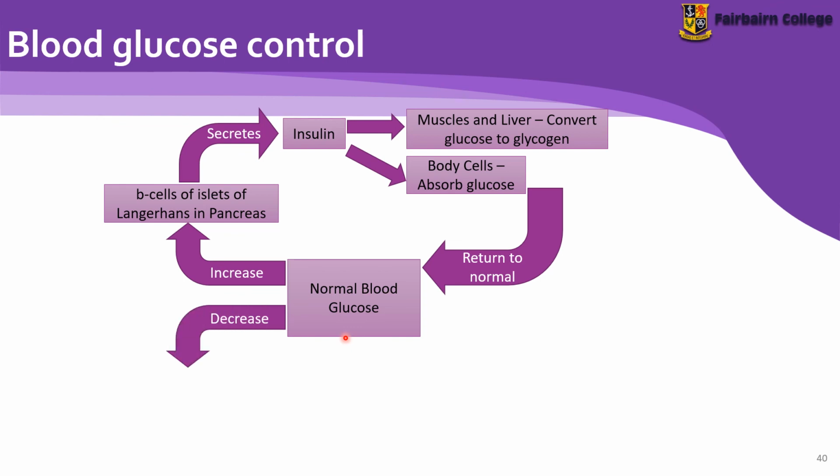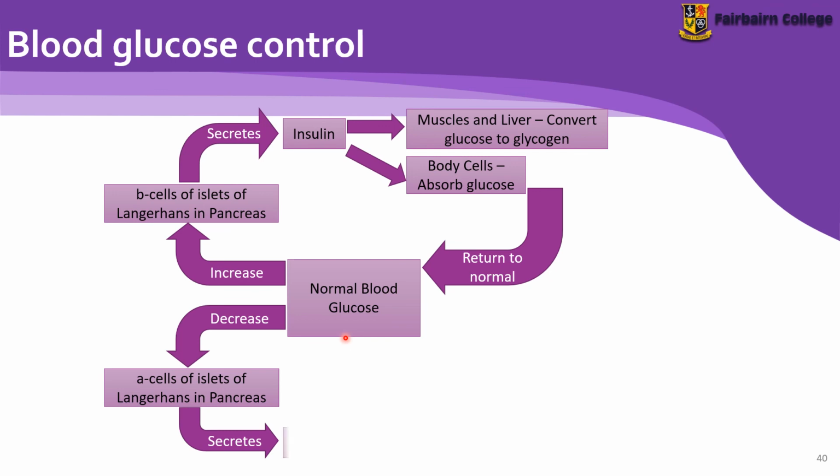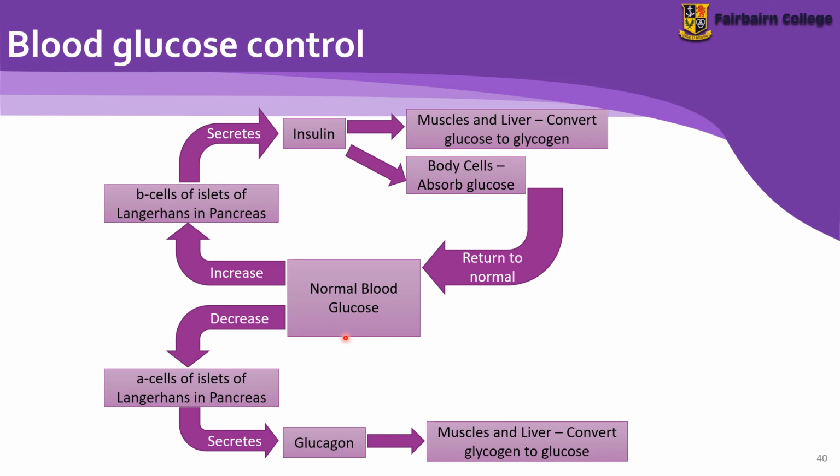If the levels of blood glucose drop below normal, the alpha cells of the islets of Langerhans of the pancreas secrete a hormone called glucagon. Glucagon stimulates the conversion of glycogen to glucose in the muscles and the liver. This glucose is then released back into the blood, which increases the blood glucose levels, which means the blood glucose levels return to normal and the alpha cells inhibit the secretion of glucagon and homeostasis is restored. And this is the homeostatic control of blood glucose.